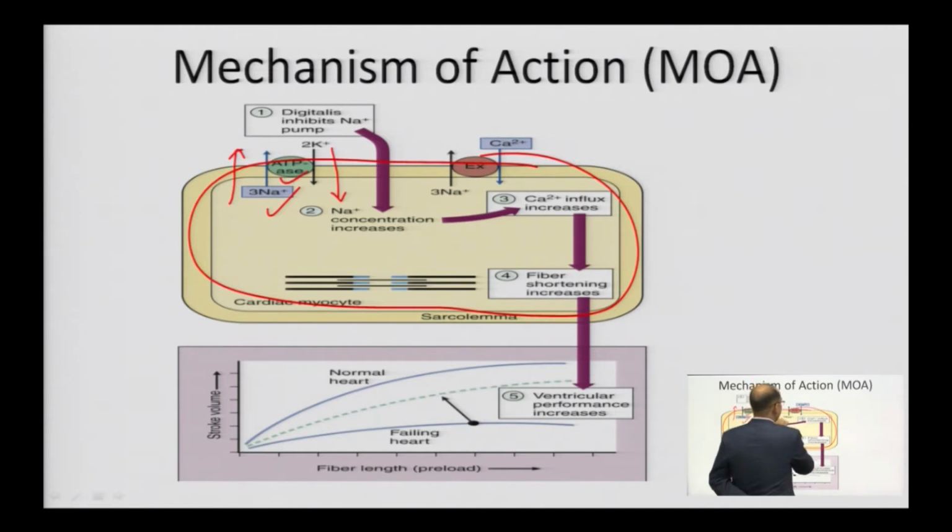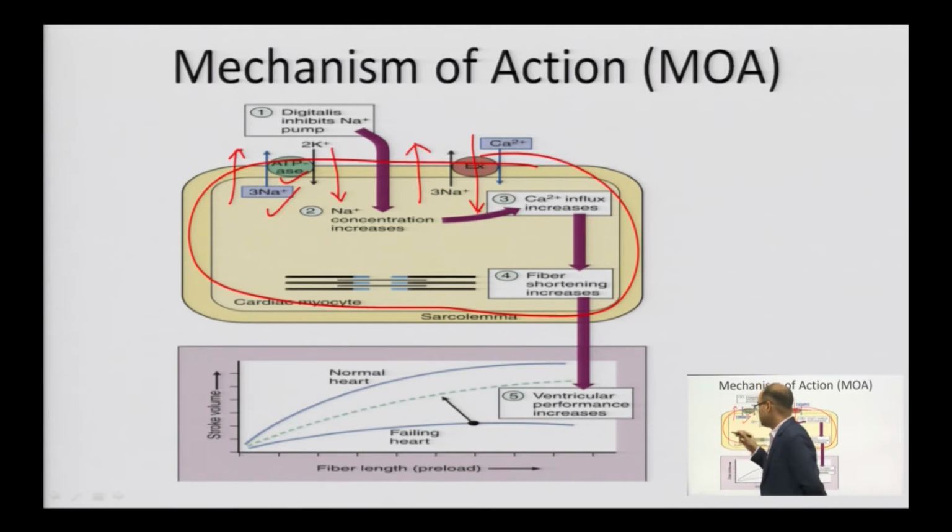This is the channel, and simultaneously there is another channel from which there is an exit of 3 sodium outside and inlet of 2 calcium. So, what happens when you take the digoxin? It enters your body, it reaches your cardiac muscles.